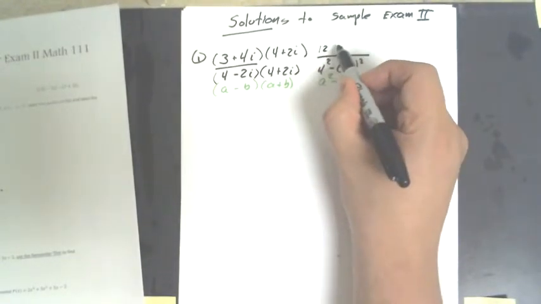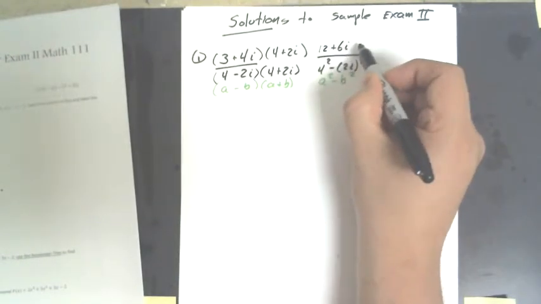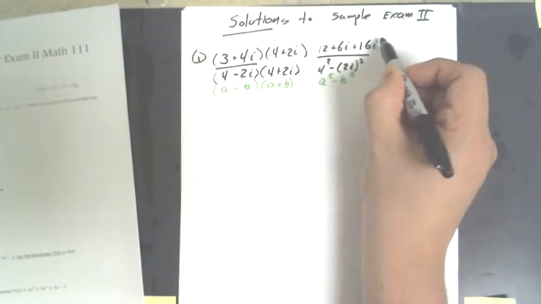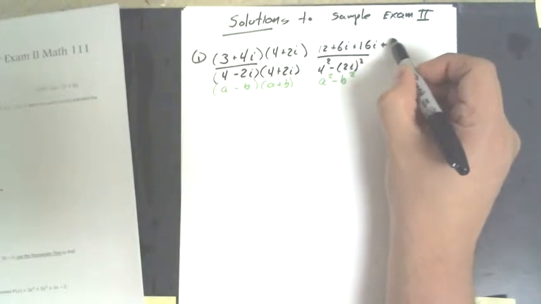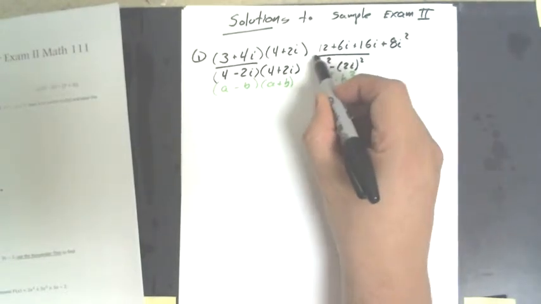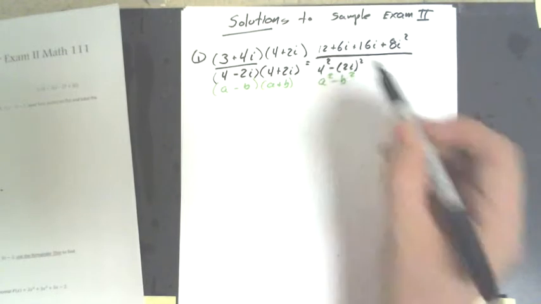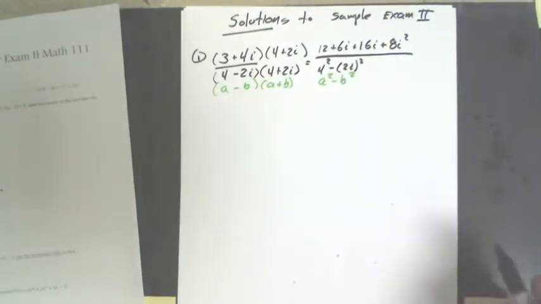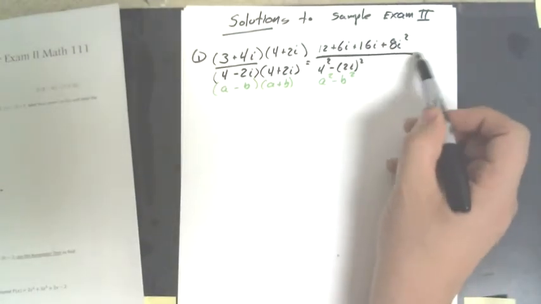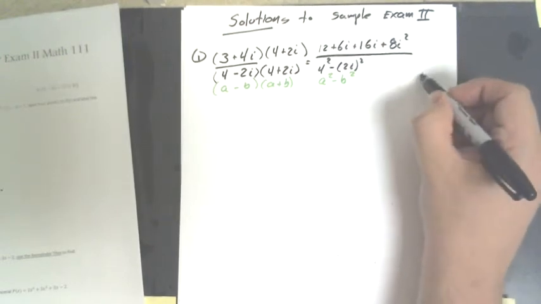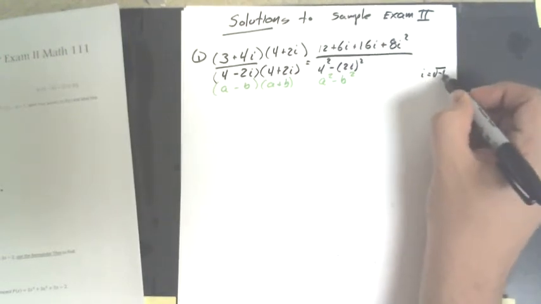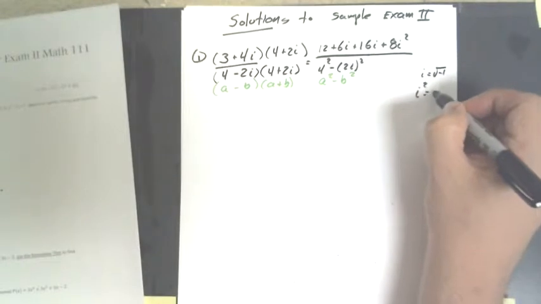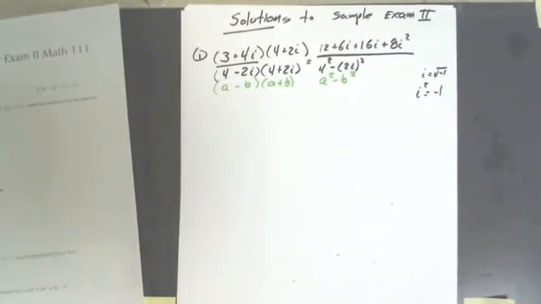So 12 plus 6i plus 16i plus 8i squared. So just good old-fashioned FOIL that one out. Now the big key is to remember that your i squareds turn into -1. Since i is the square root of -1, its square is just going to give you -1. And if you respond with, but it's not possible to square something and get a negative, in the reals, you're right. That's what complex numbers are for.